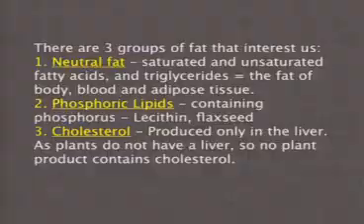The first group that we're interested in are the neutral fats. The neutral fats are saturated and non-saturated fats, and also the triglycerides enter into this group. The triglycerides are the fats in our body. Then we have the phosphoric lipids. Phosphoric lipids is a fatty acid that we will find in lecithin and also in flaxseed. And then we have the third group that's important, and that's the cholesterol.